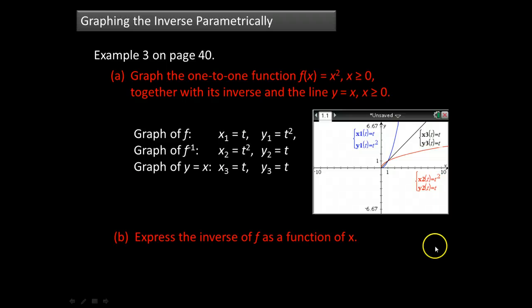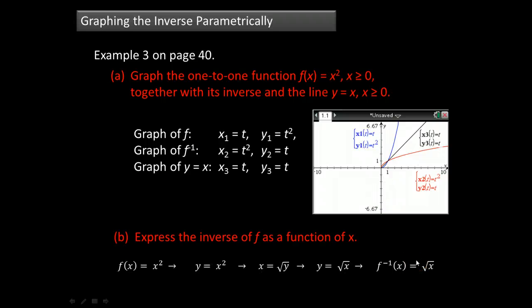Okay, part B of example 3 says express the inverse of f as a function of x. So this is parametrically how we express it, which is pretty easy. It's a pretty handy application of our parametric graphs. Part B asks us to express our inverse as a function of x.